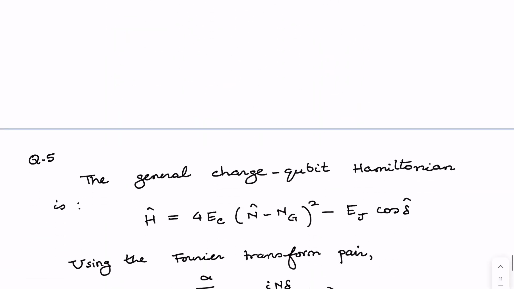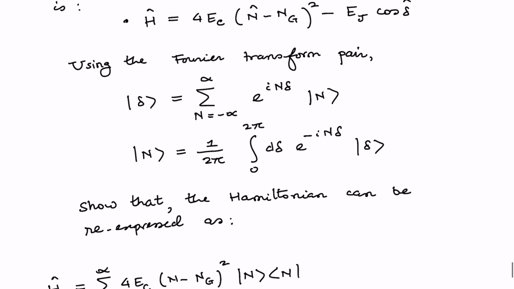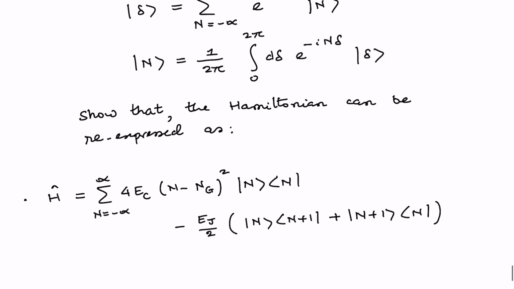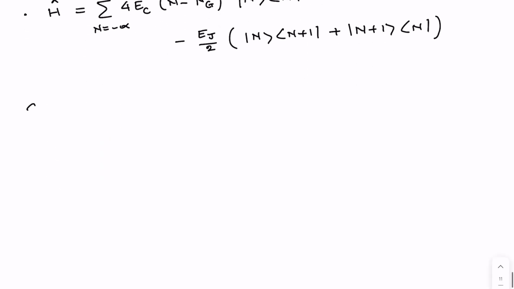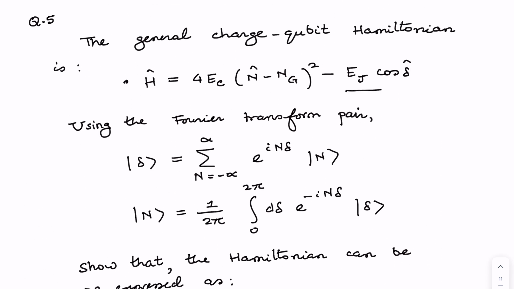Let us now consider this problem. The general charge qubit Hamiltonian is given in this form. Using the Fourier transform pair, you are asked to show that the Hamiltonian can be re-expressed in this form. Okay, let's do it. To do that, we will focus first on the Josephson energy term in the charge qubit Hamiltonian. We will focus on this term.